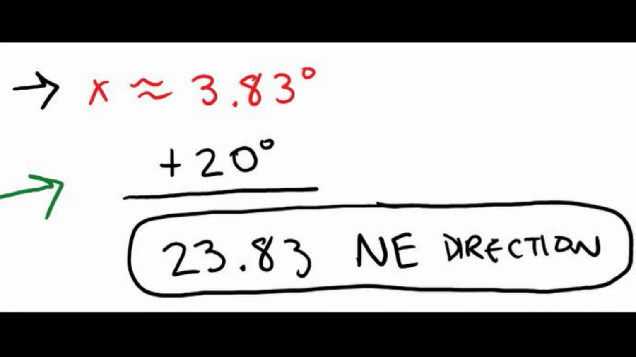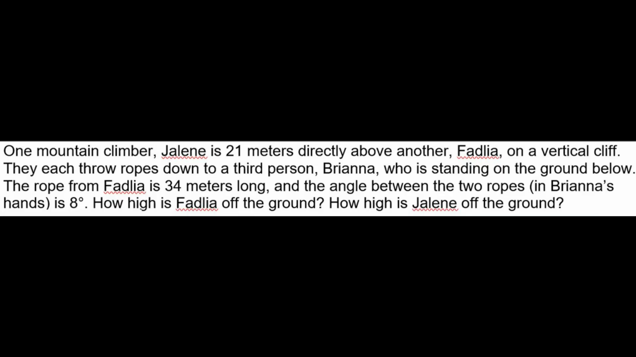Let's look at number 10. Number 10 is a really cool problem because you could actually do this if you wanted to. It says one mountain climber, Jaylene, is 21 meters directly above her best friend, Fadlia, on a vertical cliff. They each throw ropes down to a third person, Brianna, who is standing on the ground below. The rope from Fadlia is 34 meters long. The angle between the two ropes in Brianna's hands is 8 degrees. How high is Fadlia off the ground? How high is Jaylene off the ground?